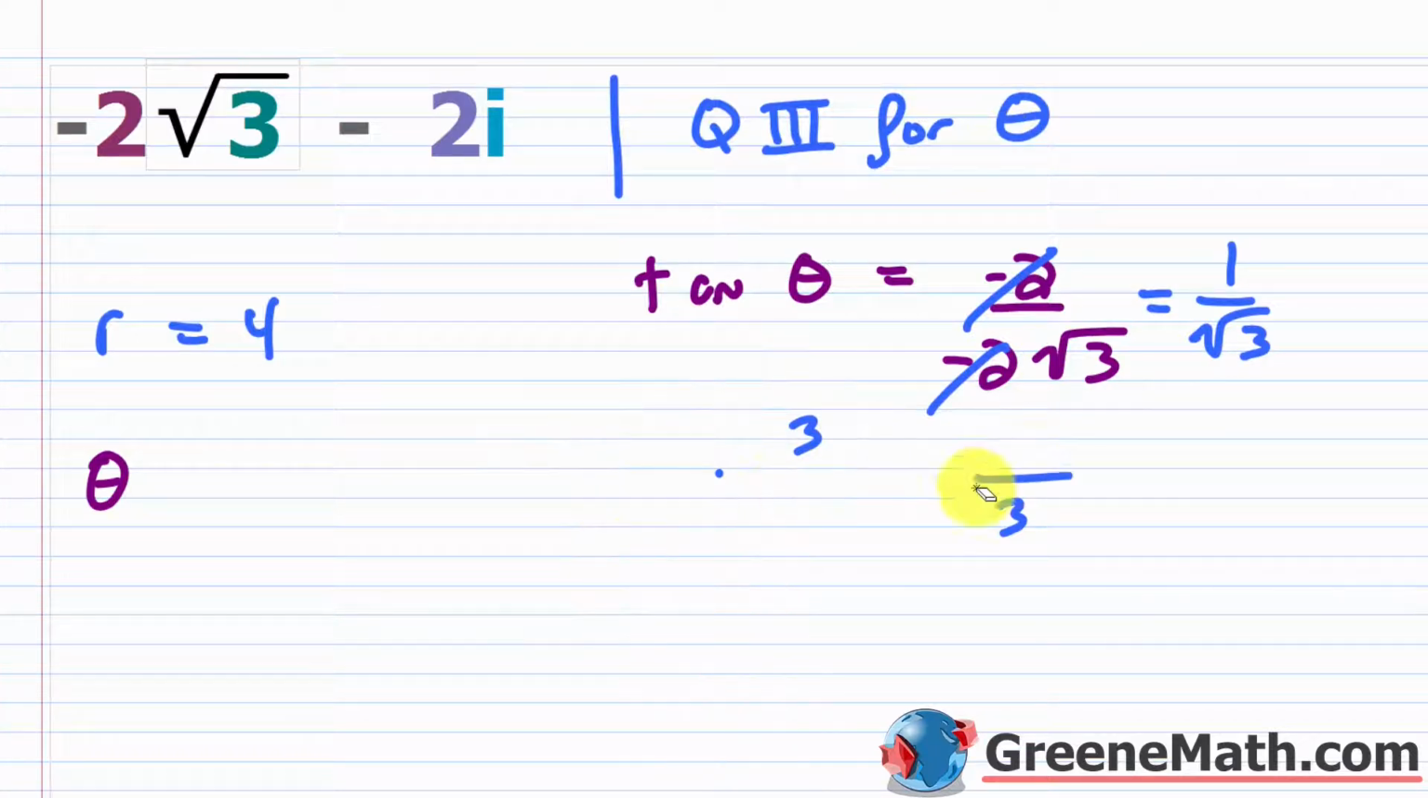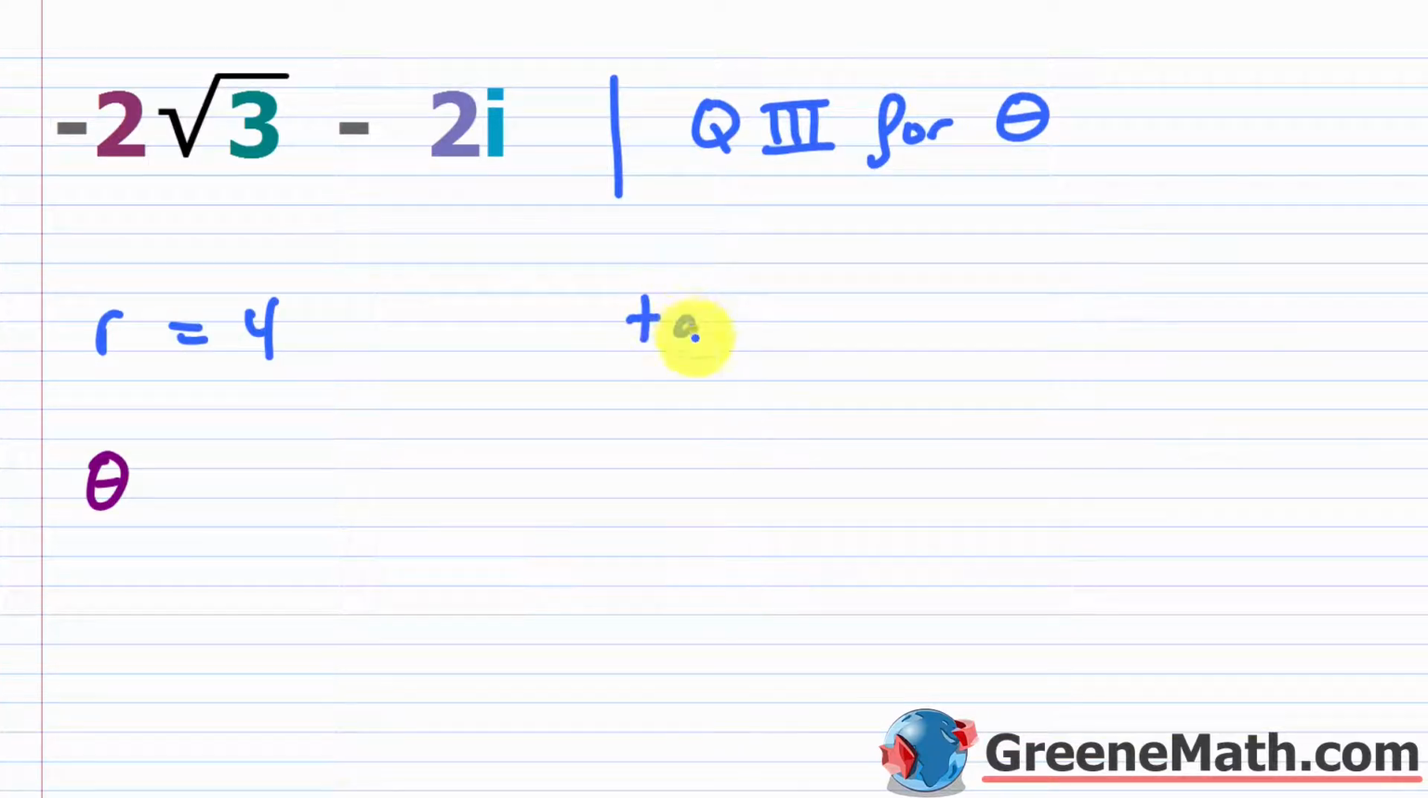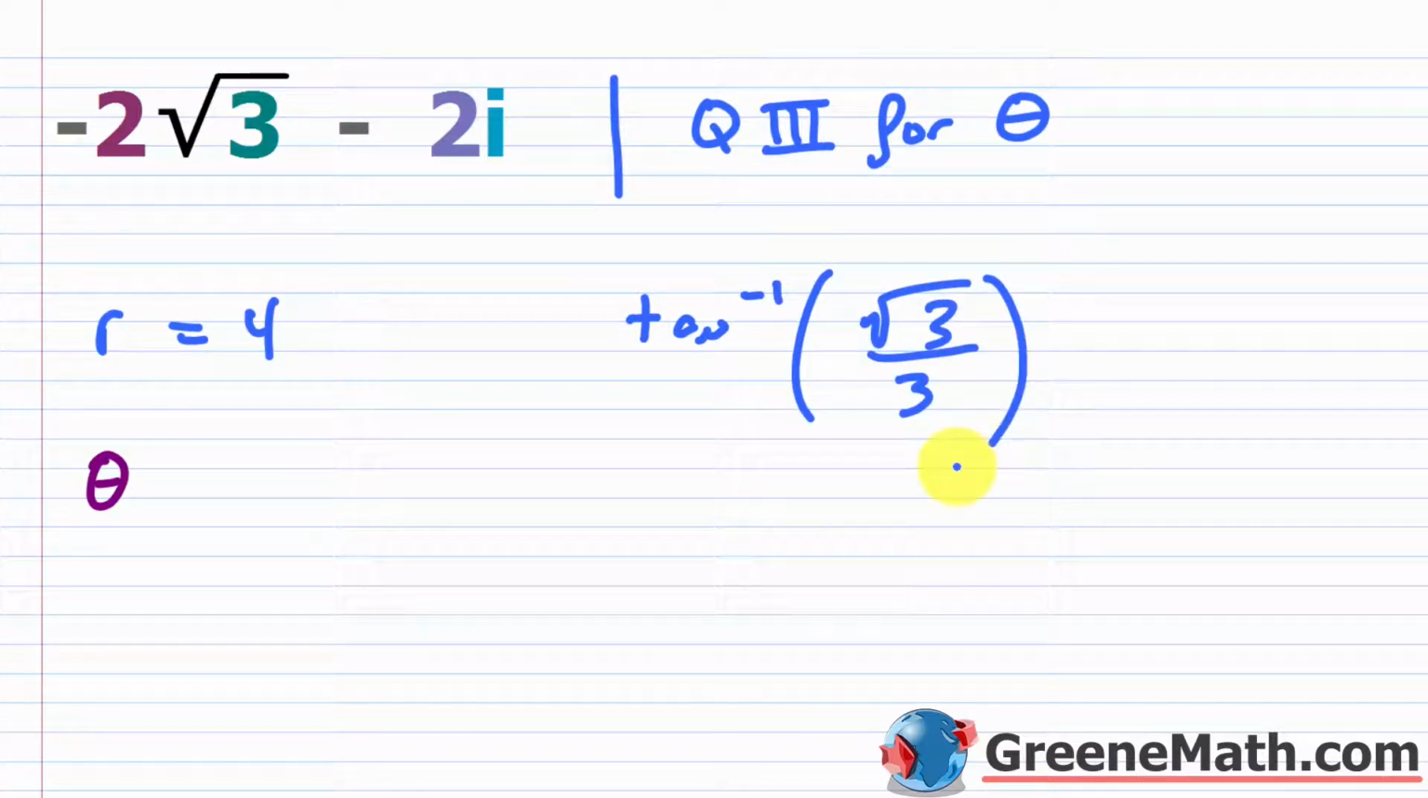So let's go ahead and set this up. I want inverse tangent of square root of 3 over 3. You hit that on your calculator and you get 30 degrees. In quadrant 3, if I have an angle with a reference angle of 30 degrees, I would do 180 degrees plus 30 degrees, which gives me 210 degrees. So theta is going to be 210 degrees.